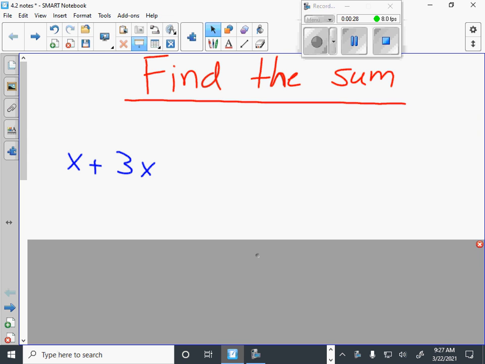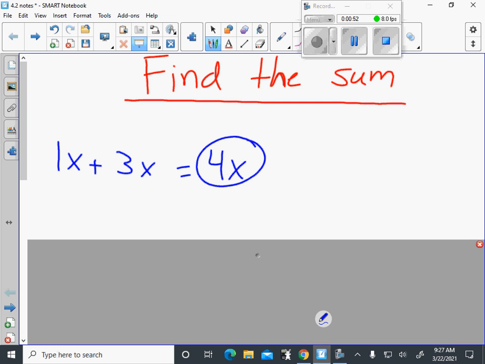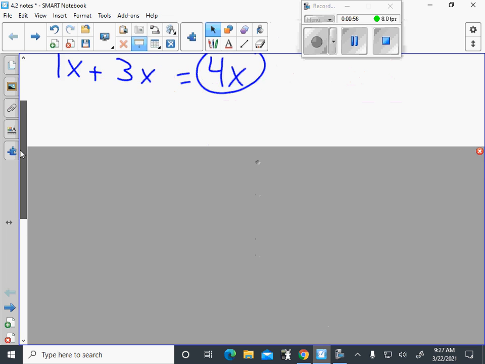In order to add polynomials, we have to combine like terms. That's really all we're doing. So, this first one, x plus 3x. Do we have like terms? Yes, you do. x and 3x are both like terms. We could even say that this is like saying 1x plus 3x, right? And what is 1x plus 3x? How many x's? Well, there's 4. 4x. Okay, 1x plus 3x is 4x.